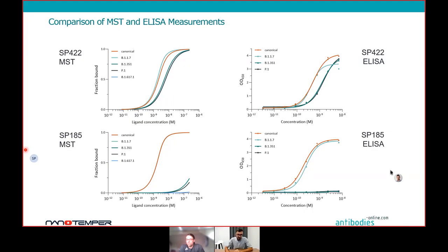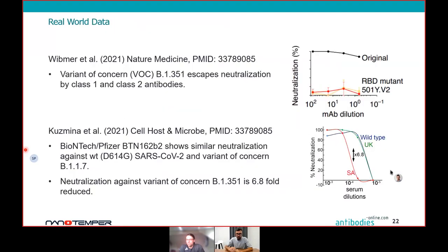Having presented these affinity results, I want to give the word back to Stefan, who will now tell you what this means in comparison to real-world data.